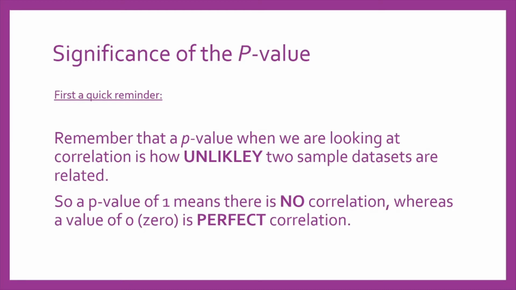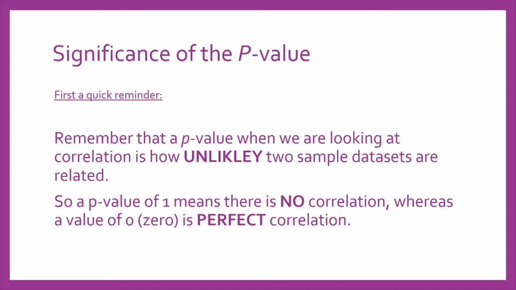So let's turn to the significance of the p-value. In the previous practical and the demonstration, I showed you how you could calculate a p-value, and this p-value was based on your r-value. And the r-value was telling you something about the correlation between two datasets. So just remember that this p-value, when we're looking at correlation, is telling us how unlikely two sample datasets are related.